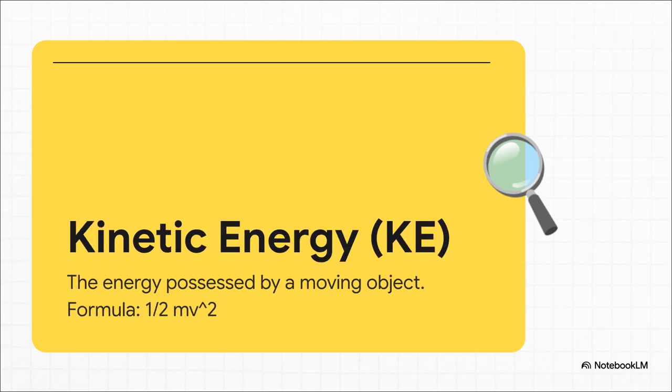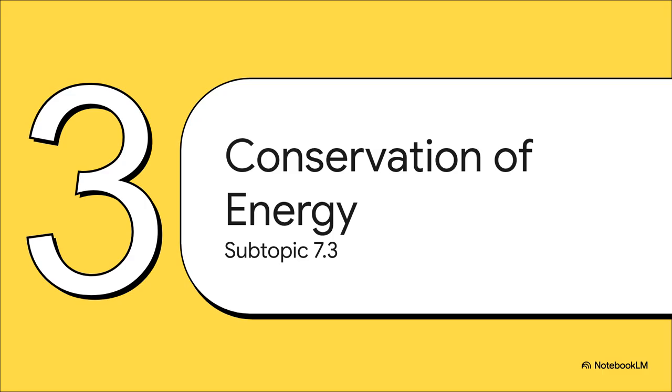Completing our energy trio is kinetic energy, or KE. While potential energy is stored, kinetic energy is the energy of actual motion. Literally any moving object possesses it. The formula is pretty simple, 1/2 mv squared, mass times velocity squared. And notice that because velocity is squared, if you double the speed of a car, you don't just double its kinetic energy, you actually quadruple it. That's a huge takeaway.